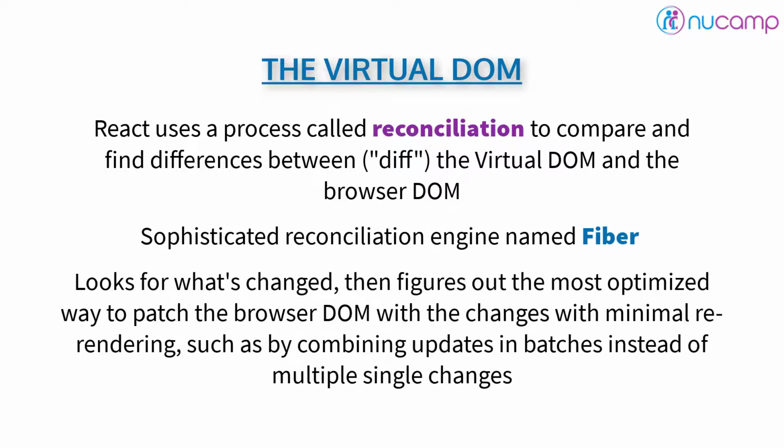In this process, it looks for which nodes have changed in the DOM tree. Then it figures out the most optimized way to patch the browser DOM with the changes and to minimize the amount of re-rendering while applying the changes. For example, by sending multiple changes in a combined batch instead of one at a time.